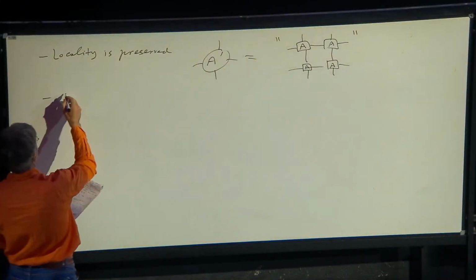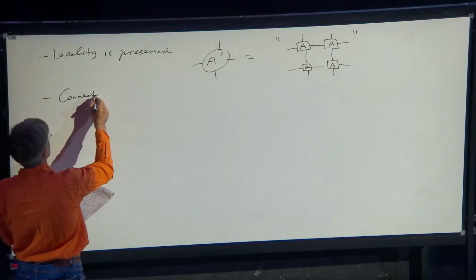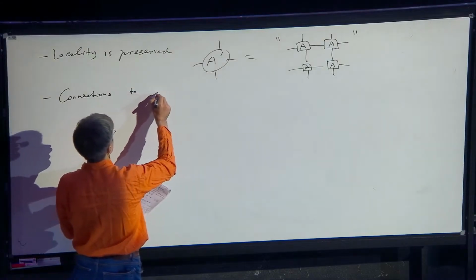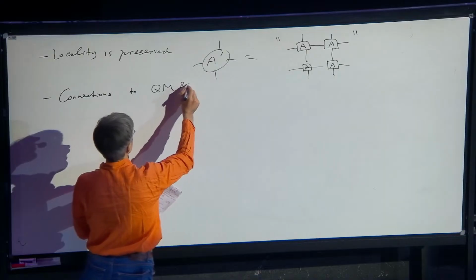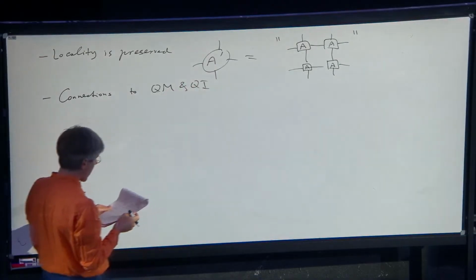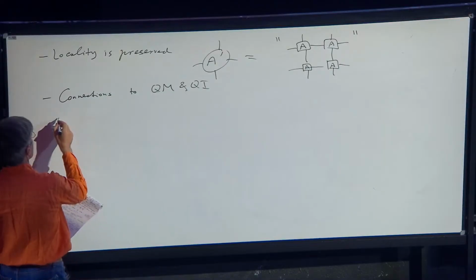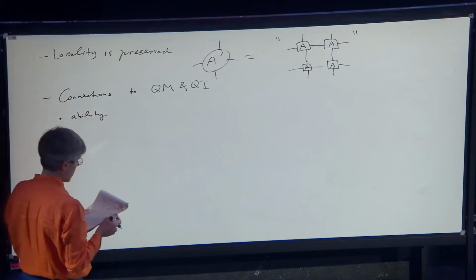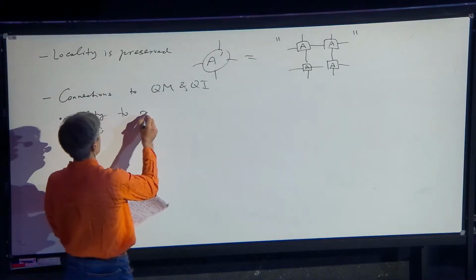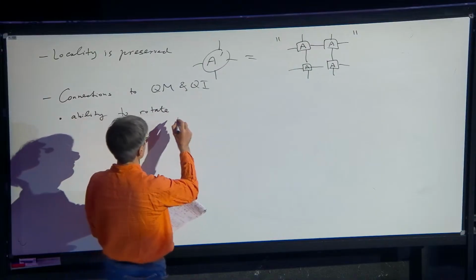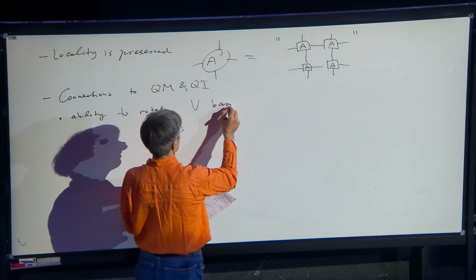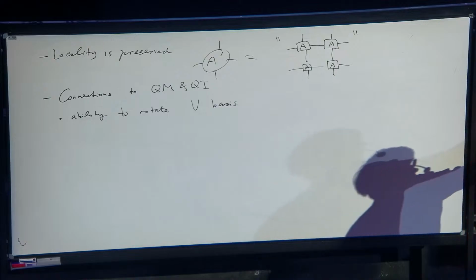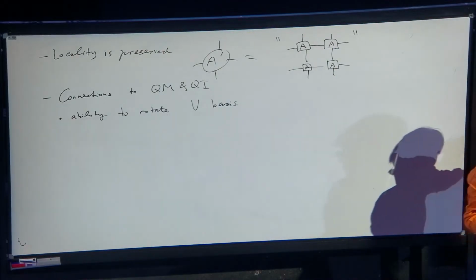Okay, so another very nice thing is that there are some connections to quantum mechanics. So usual RG is a little bit disconnected. There's quantum mechanics and quantum information. So where does this connection come from? One part of the connection is that there is an ability to rotate the basis of U, or the basis of V. As I said, everything is defined with respect to unitary transformations on V, which leave the partition function invariant.